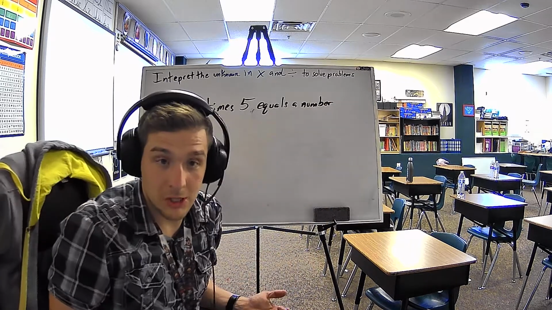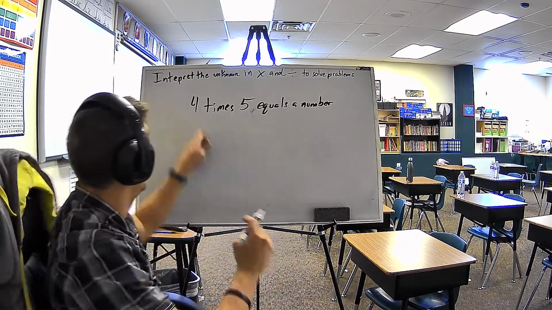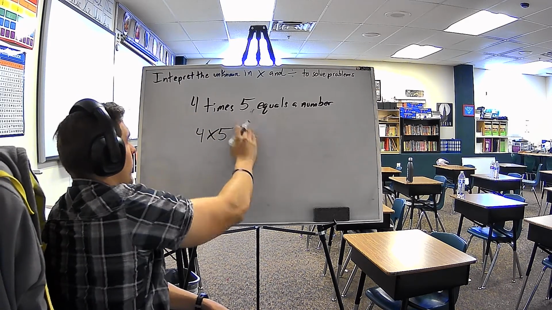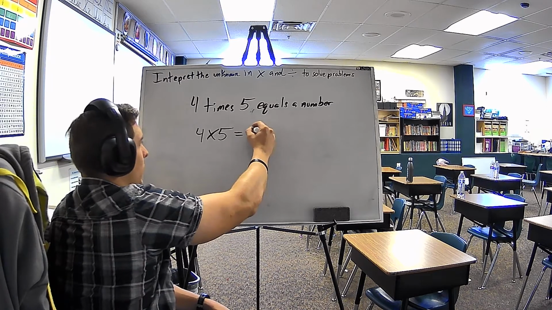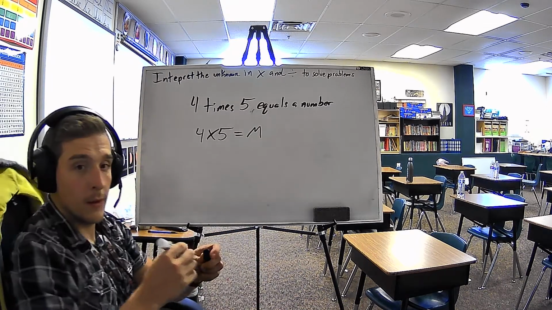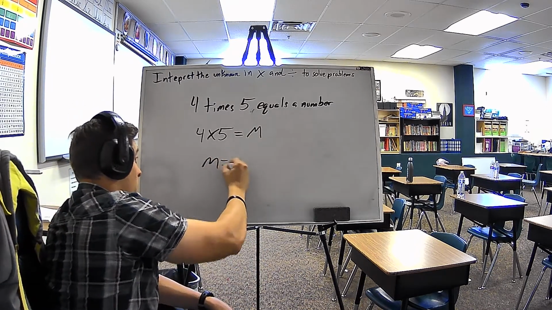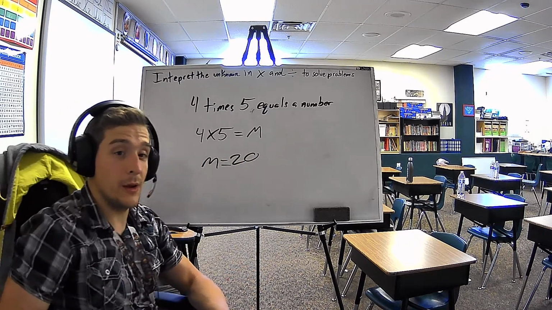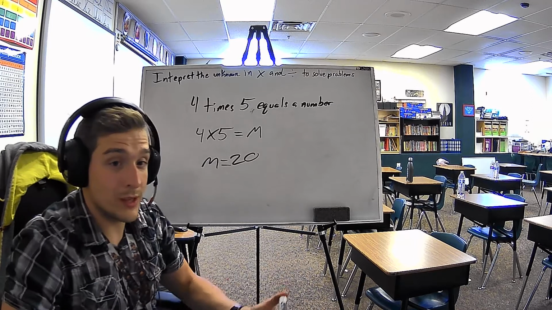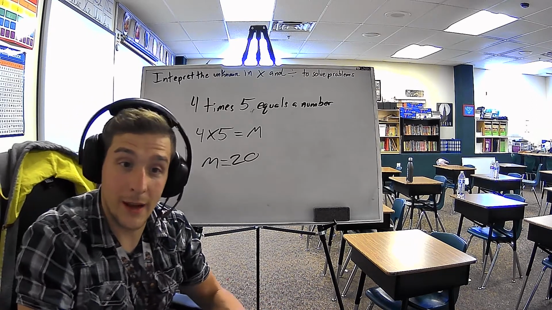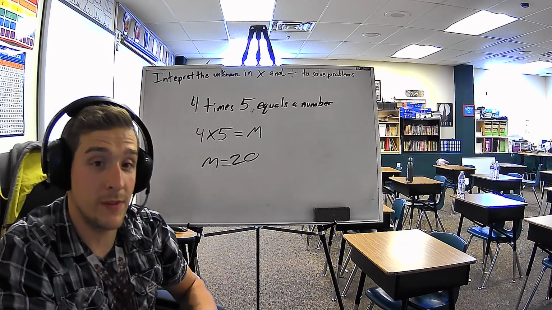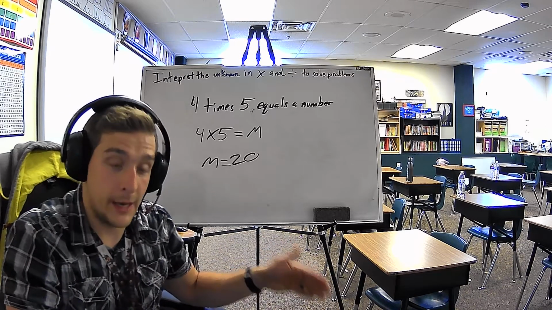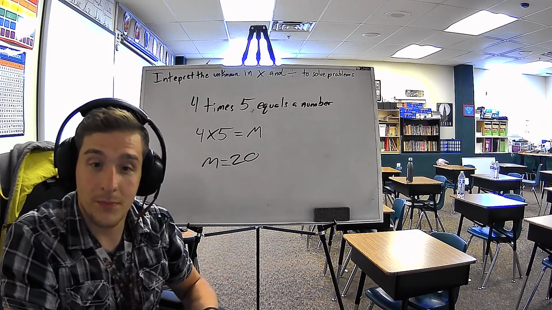Well, just look at this like a normal problem. 4 times 5 equals a number, and I'll put m this time. Well, what does m equal? m equals 20. So this straight up is basically what you need to be doing, and you do this already. It's just you may not recognize it, because normally you just say, oh, 4 times 5 equals 20. But you could say 4 times 5 equals m, and m equals 20. So that's kind of the majority of this.